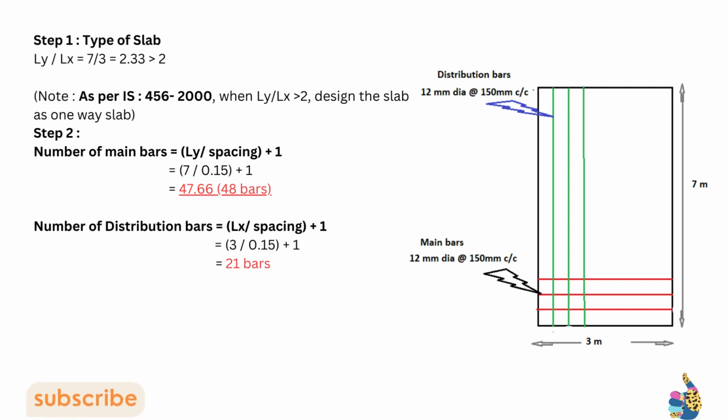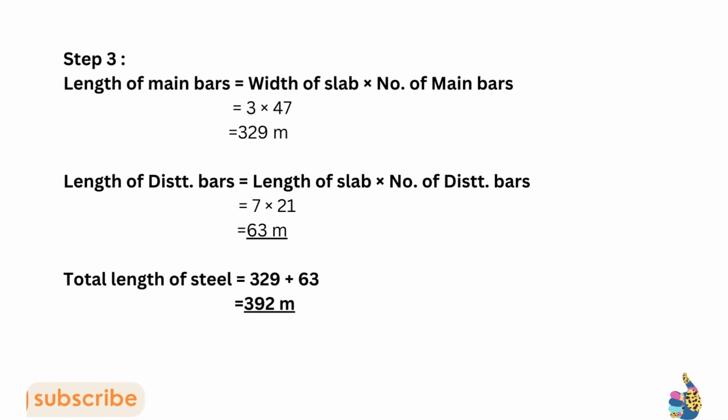Moving further, now we will calculate the length of main bars. The length of main bars is equivalent to the width of the slab multiplied by the number of bars. How many main bars are required, we found in the last slide. So it will be 3 multiplied by 47. So the length of main bars will be 329 meter.